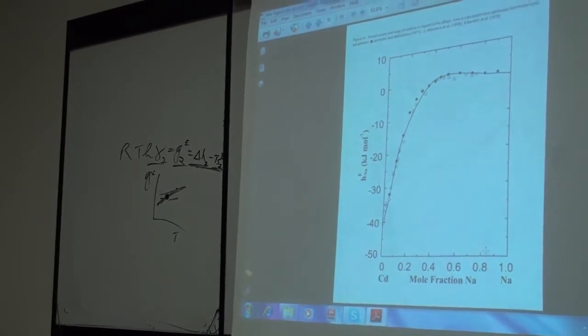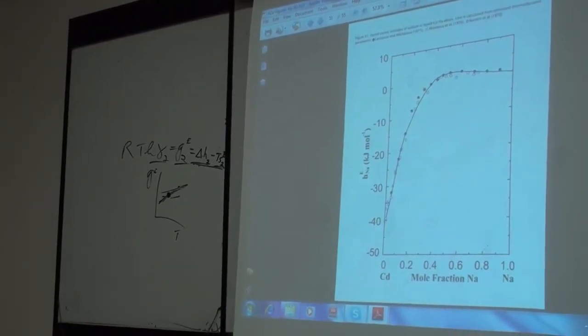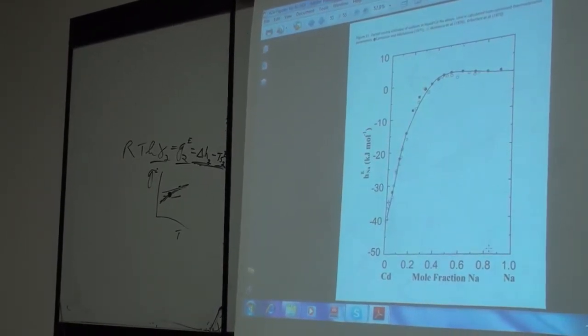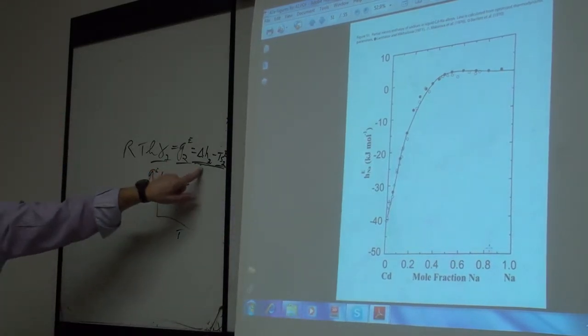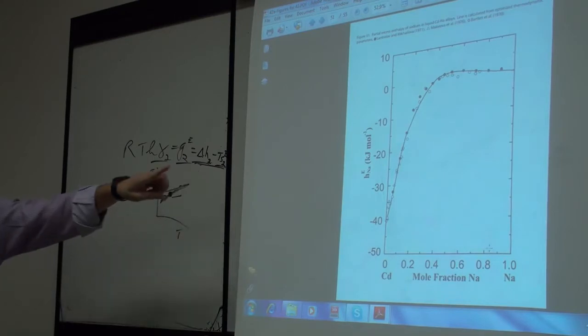So this is the excess enthalpy of sodium as obtained from the temperature dependence of the G excess. Okay, actually it's not badly fitted. But that is really a derived property. This was not directly measured. What was directly measured was GXS2, and this is the slope. So these points were never measured.